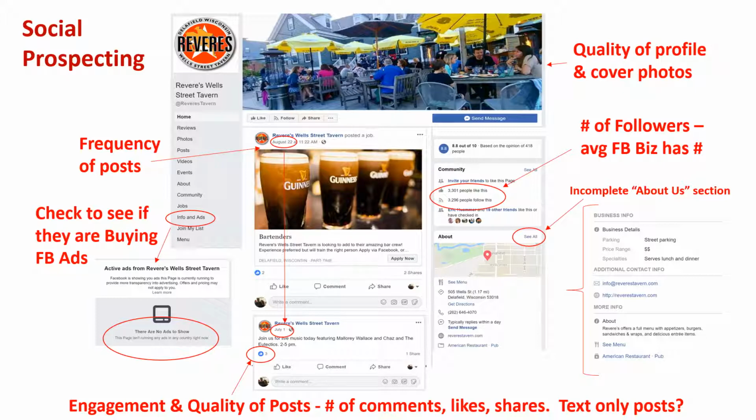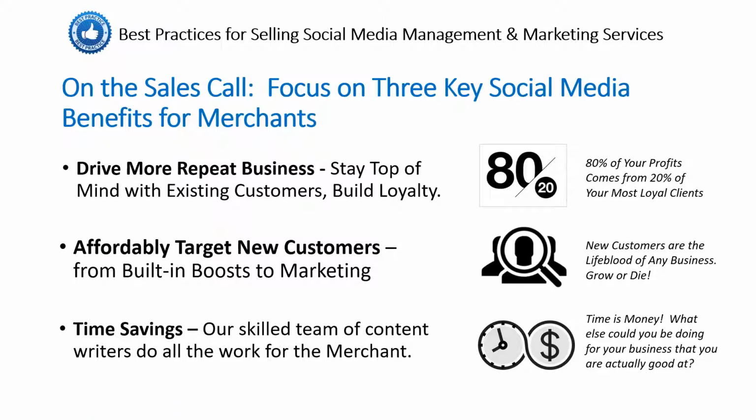This actually can help them even with their SEO. Facebook allows over 250 characters in that About section, so you can really put a good business description in there, which is going to help. Quality of their cover photo, is it a good crisp picture? These are the things you want to look for that are going to tell you whether or not they're engaged with their fans.